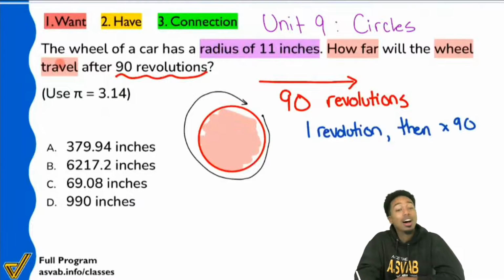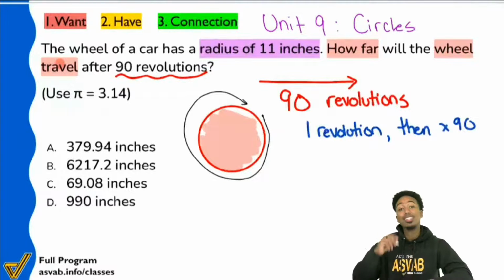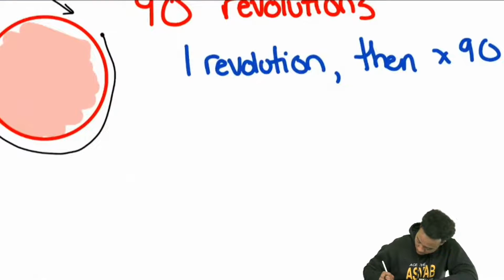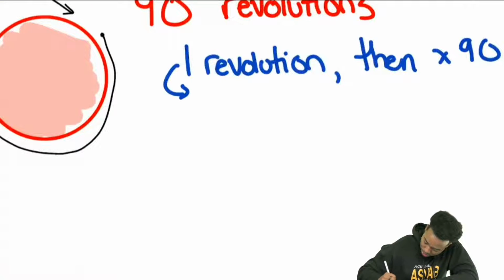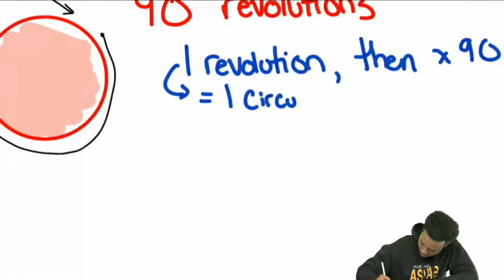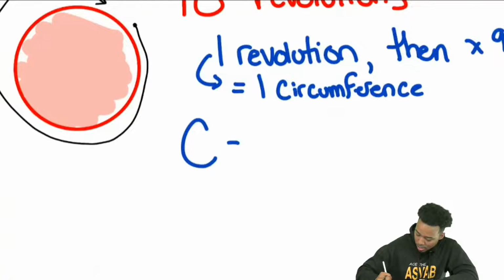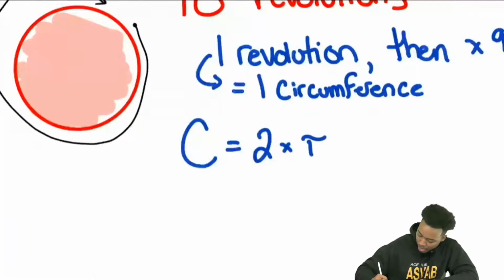Boom. 2 times pi times radius, or 2 pi r to be short. But yes, write this down if you didn't have it, everybody. We have the circumference. Again, one revolution is the same thing as one circumference, one time around. And the circumference, C, here's the formula. It is 2 times pi times the radius.